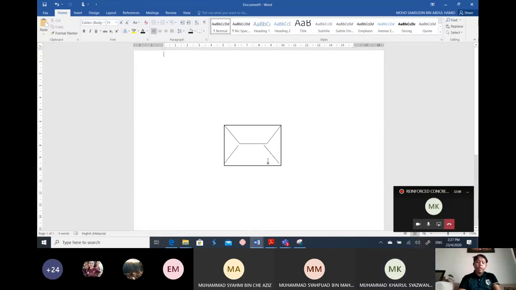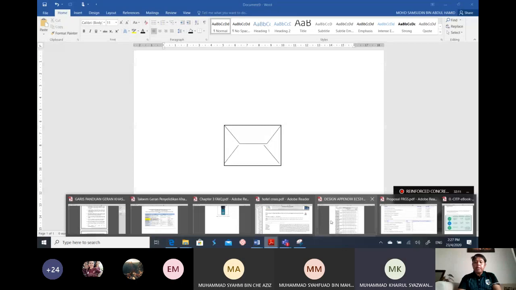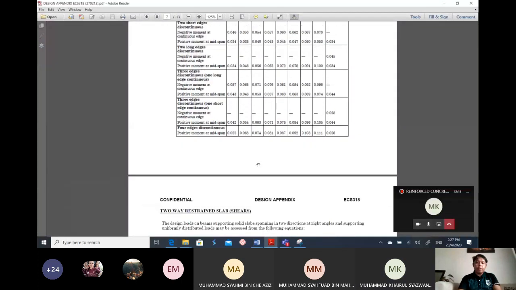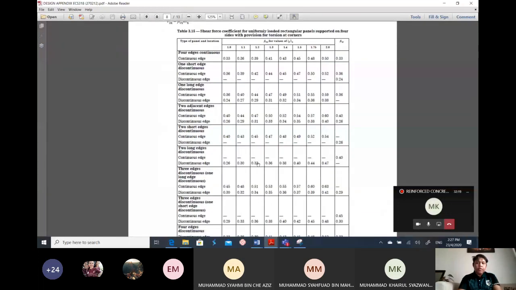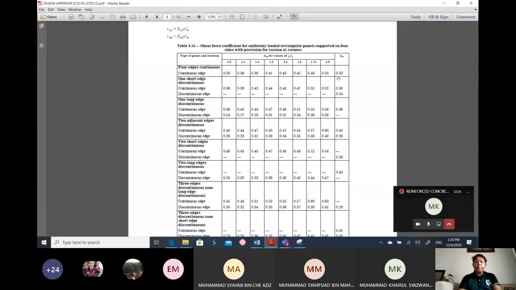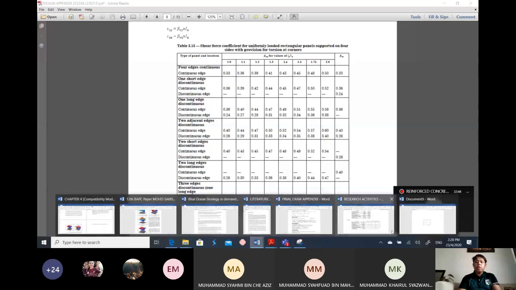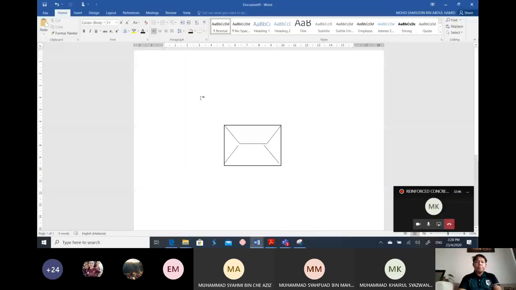So kita tengok value daripada kita punya table 3.15 for the shear force. Interior panel is the case of 4 edges continuous. When we have a look here, there is only one value: one value for short span, one value for long span, and the value is only for continuous edge. There is no value or coefficient for discontinuous. So therefore here, we back here.